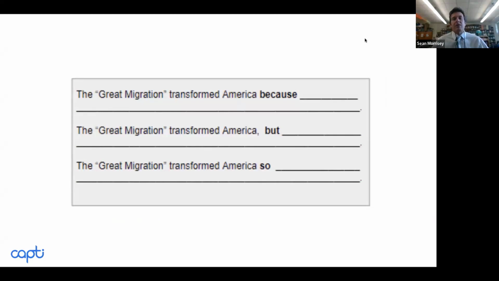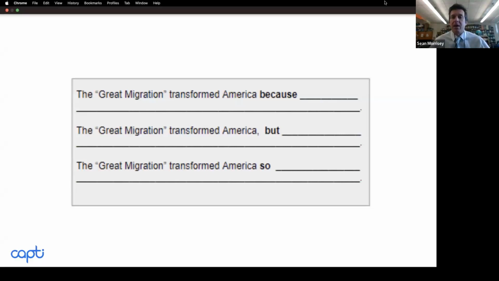So now it's more having kids think, ooh, the Great Migration transformed America because, why did it happen? The Great Migration transformed America, but, ooh, it's like a U-turn. Ooh, what other things happened as a result of the Great Migration? Then we have the Great Migration transformed America, so, and they're responding to what effect did it have? So because, but, so sentence stems are great.